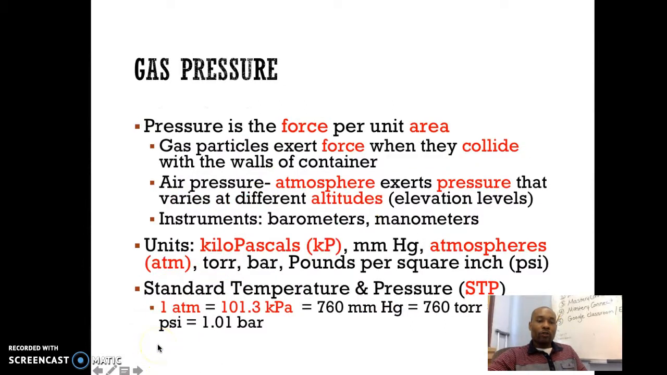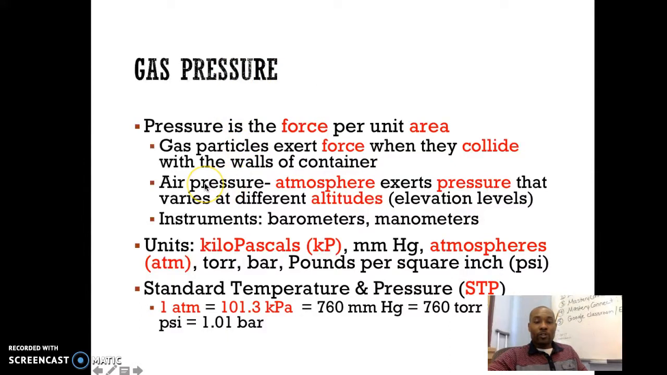Now, we have to go over a couple of terms in order to get an understanding of kinetic molecular theory. So I'm going to define some constructs related to this, and one of them being pressure. So pressure is measured as the force per unit area. So how much force something is exerting on a certain area of the substance. And gas particles exert force when they collide with each other, and when they collide with the walls of whatever container they're in. Okay, so you need to be familiar with that.